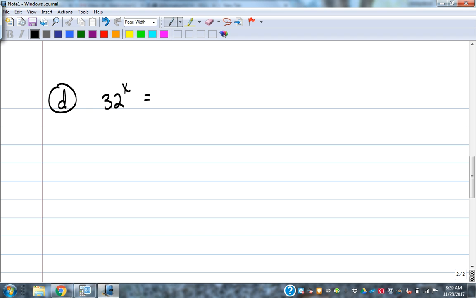32 to the x equals 1/16 to the 3x minus 2. What do we know about 32 and 16? 16 is half of 32, which would say, okay, well, I know 2 goes into 32 because 16 and 2 multiply to be that. Does 2 go into 16? Yeah. So I'm thinking maybe 2 is the base.